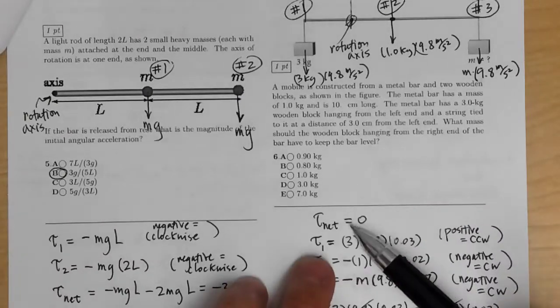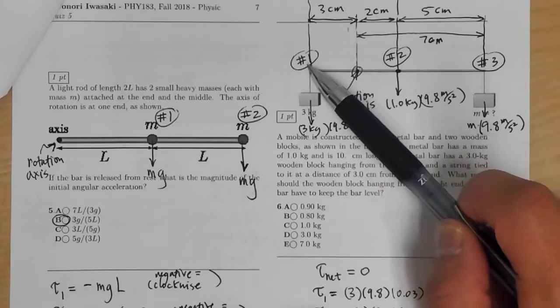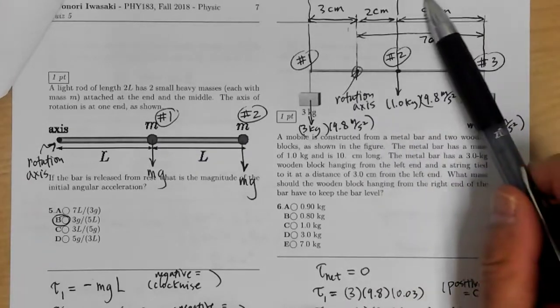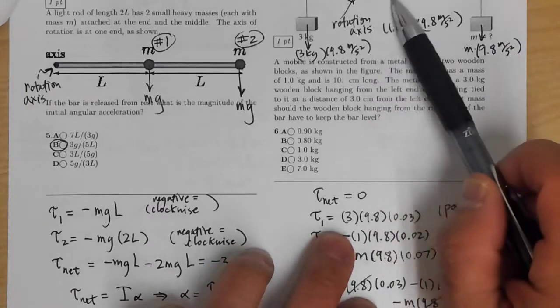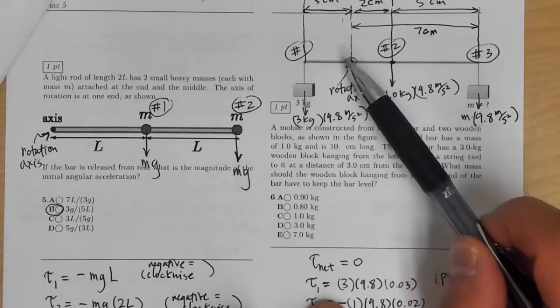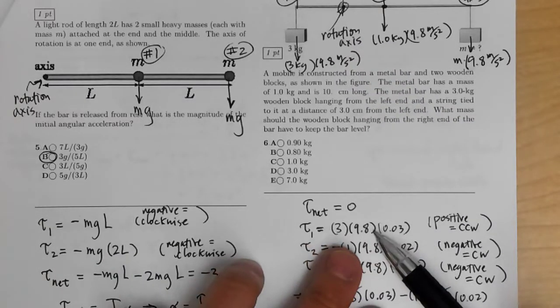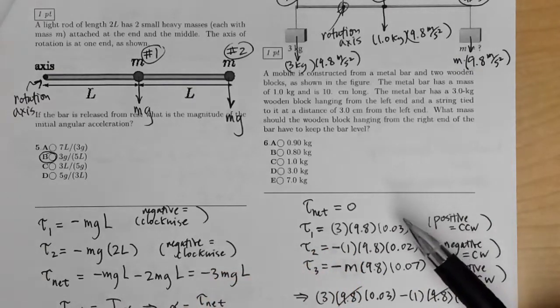So we can go and calculate the torques. Net torque must be equal to 0. Torque of number 1 is here. It's going counterclockwise, so it's positive. The lever arm distance is going to be 3. So we have 3 times 9.8 times the distance.